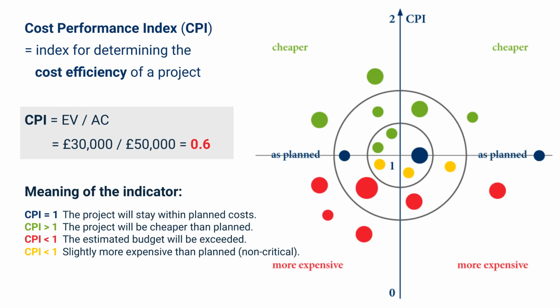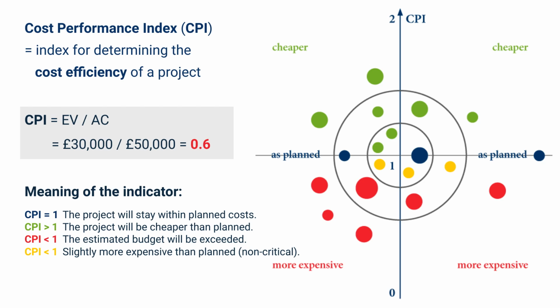The Cost Performance Index, CPI, measures cost efficiency. It is calculated by dividing the earned value by the actual costs. A CPI of 1 indicates that the actual costs match the planned costs exactly, illustrated in the adjacent chart by the blue dots on the planning axis. A CPI greater than 1 shows that the cost performance is better than planned, meaning the project is being completed more cost-effectively. The green dots above the planning axis illustrate this.